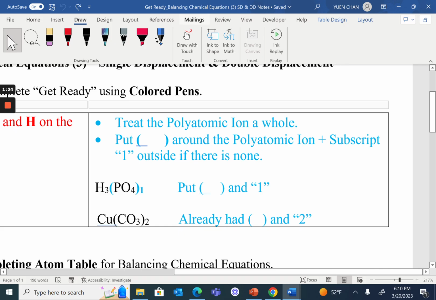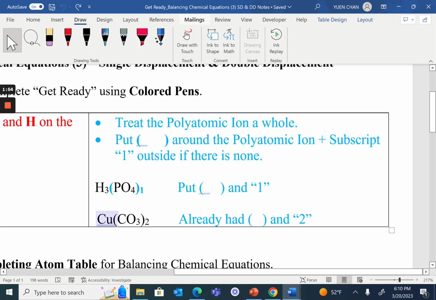The polyatomic ions that I gave you are on the pink sheet. So whenever you recognize a poly, you always put the parentheses around the poly, and then you put a subscript 1 outside if there's no subscript. So for example, H3PO4, I recognize PO4 is a poly, so I will put a parenthesis around it, and then I'm going to put the 1 outside to indicate that I have one PO4. You don't want to separate the PO4 into 1 P and 4 O because it will take you a long time to balance. So you want to just treat it as a whole.